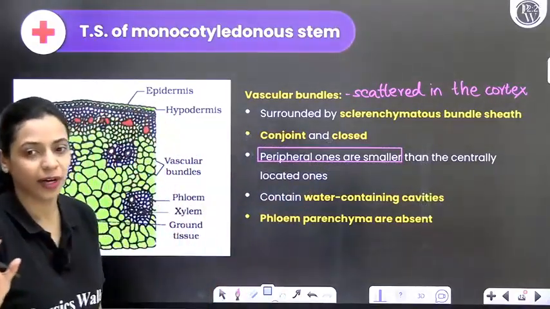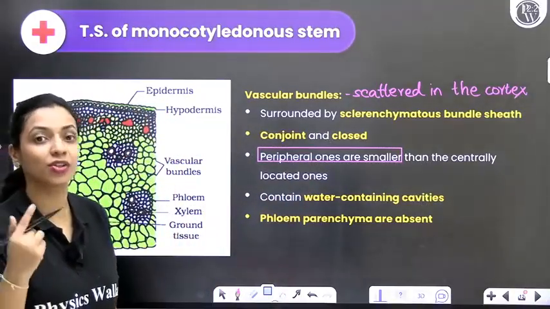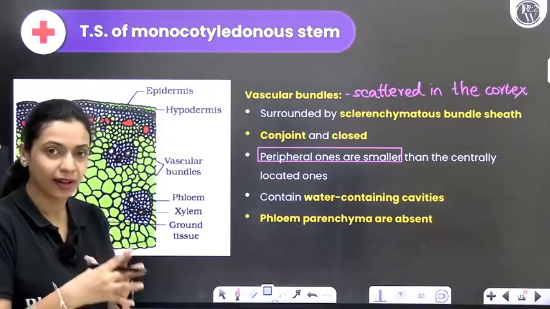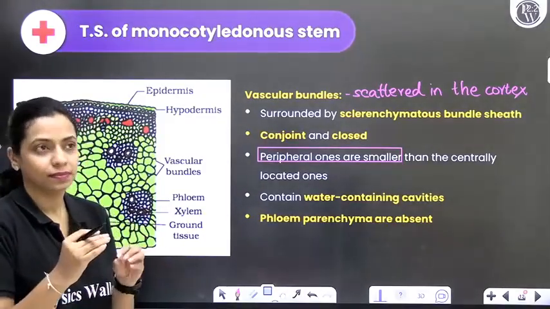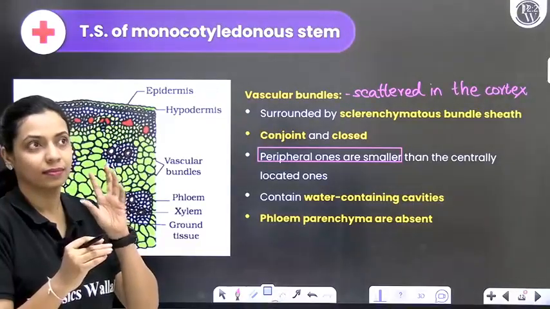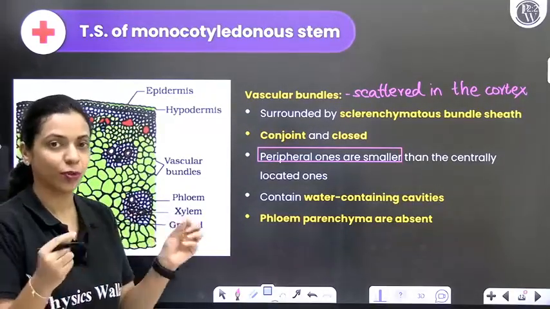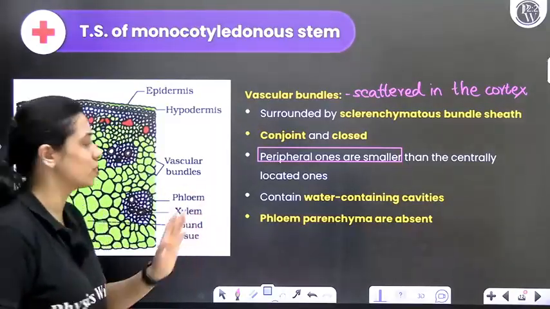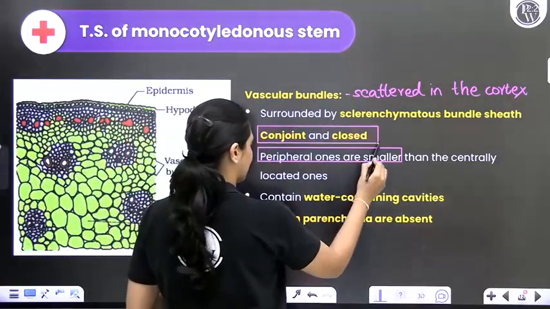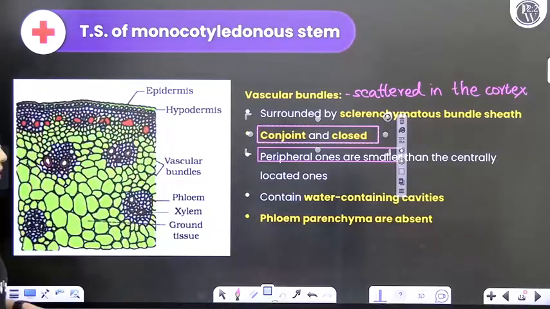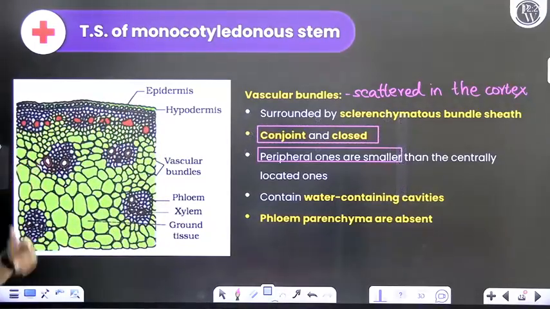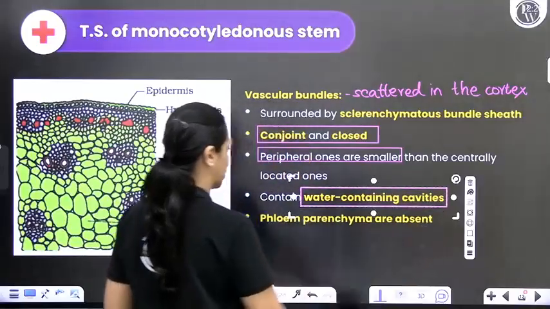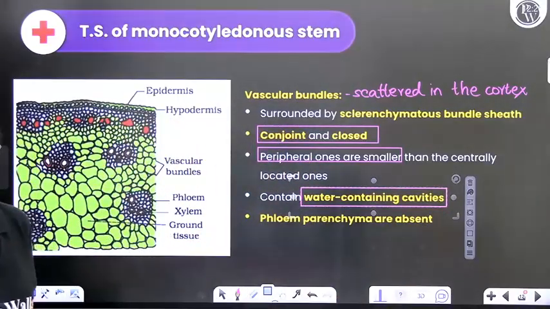What kind of vascular bundle do we find here? We find conjoint type of vascular bundle where both xylem and phloem is present within the same bundle, and the cambium is absent. The strip of cambium is absent between xylem and phloem. Therefore, we call it conjoint closed type of vascular bundle. The xylem here, the vascular bundles here in some plants will contain cavities which will store water containing cavities.